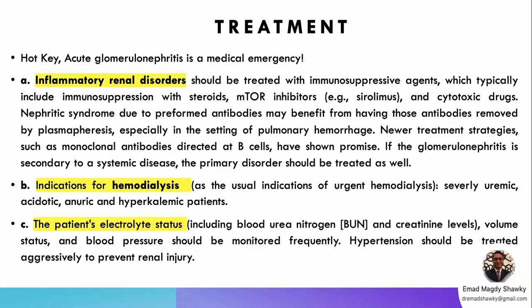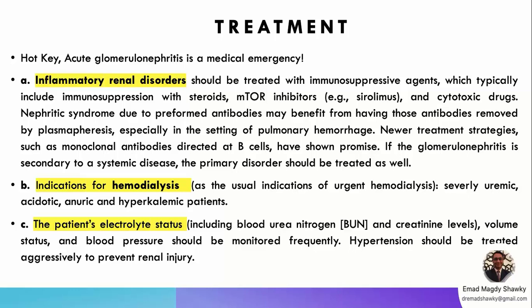If the glomerulonephritis is secondary to any systemic disease, the primary disorder should be treated, like hepatitis C, or like the systemic lupus. Those are the treatments of the inflammation.